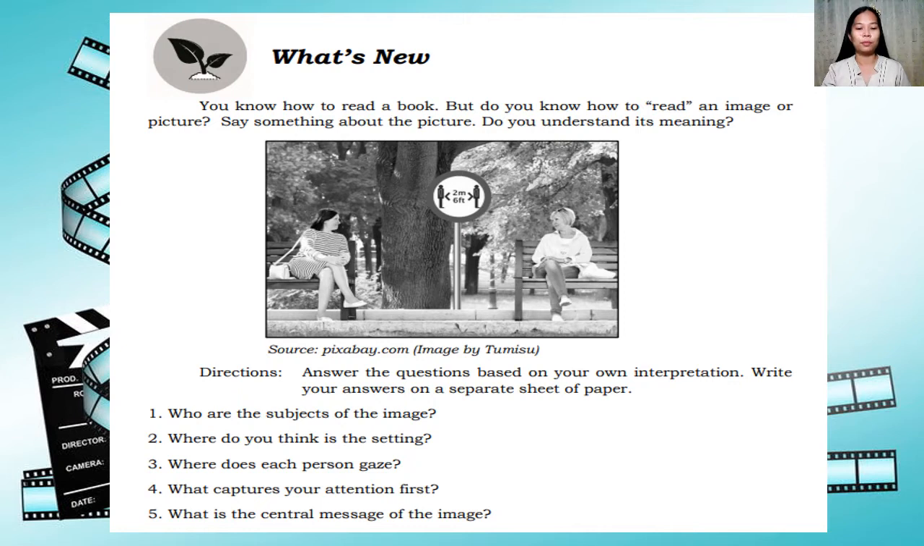Number 4, what captures your attention first? So looking at the picture, what is that certain thing that captures your attention first, that catches your attention the first time you look at it? Okay. And number 5, what is the central message of the image?